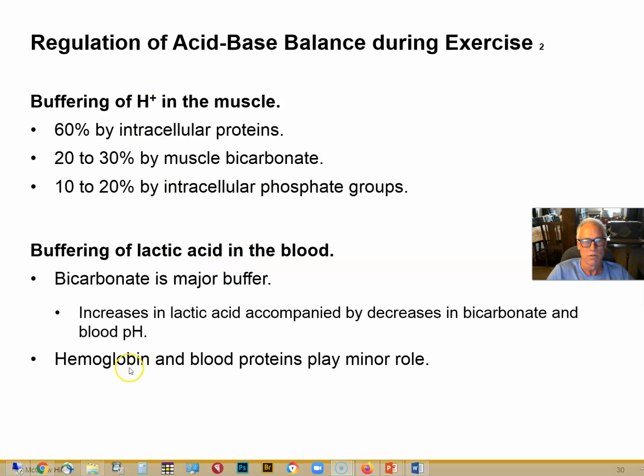So again, just listing out those important buffers, and when you exhaust them, then the pH begins to change. Buffers resist changes in pH for a time, and then once they're exhausted, then the pH begins to change.